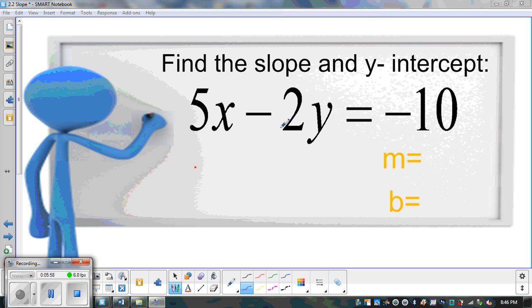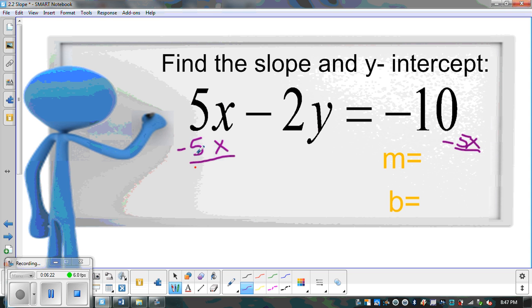So here's our next example. You will see it is not in y equals form, so it is not ready for us to identify the m and the b. Our first step is to move the x term to the other side. It is a positive 5x, so I'm going to do the opposite, a minus 5x. And whatever I do to one side, I must do to the other.